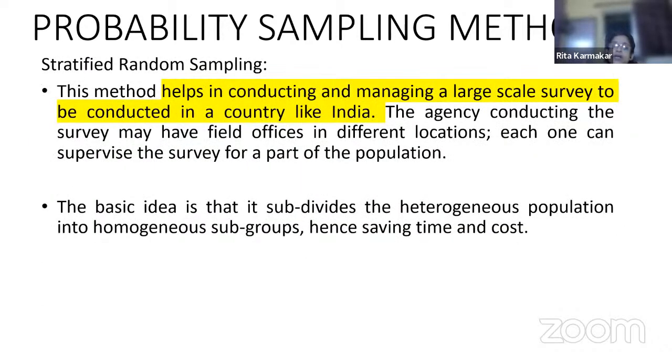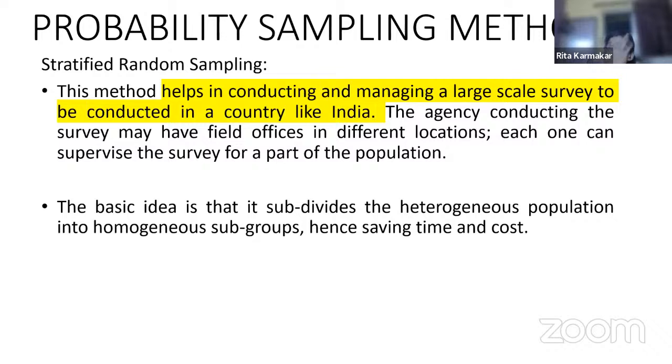Now what do we do in stratified random sampling? This method helps you in conducting and managing a large scale of data, especially when there are many subgroups. In India, as I told you earlier, there are different states, and the population within states is homogeneous. If you go to the northeastern part of India, the 7 sister states are homogeneous, but they are different from us. We are different from them.